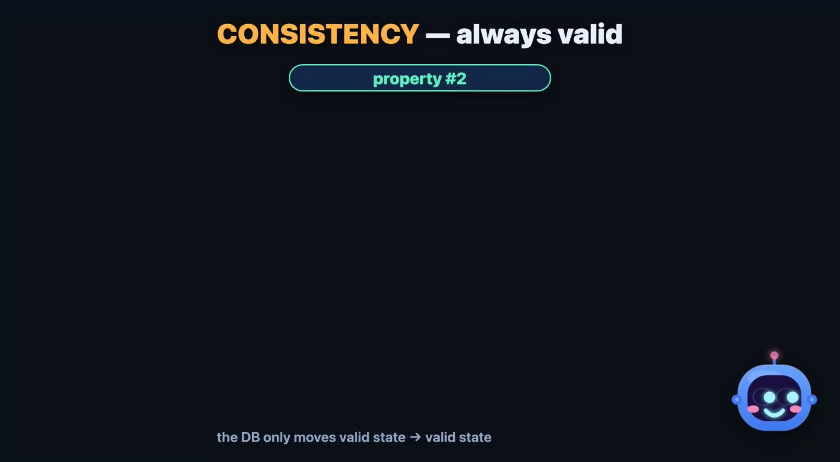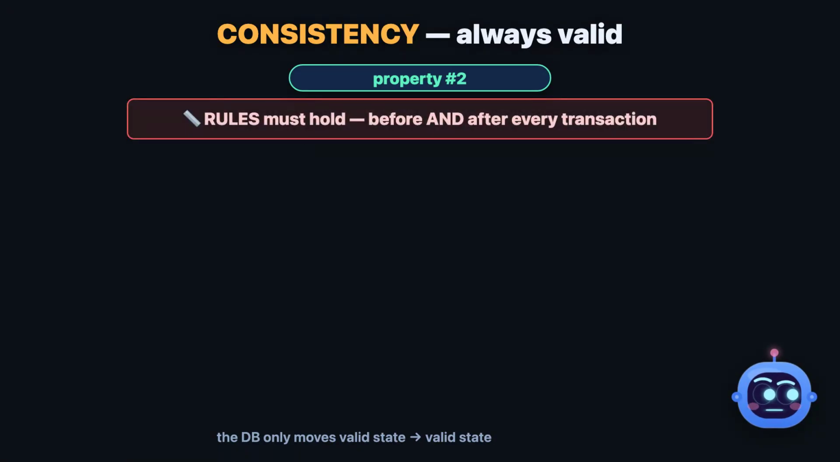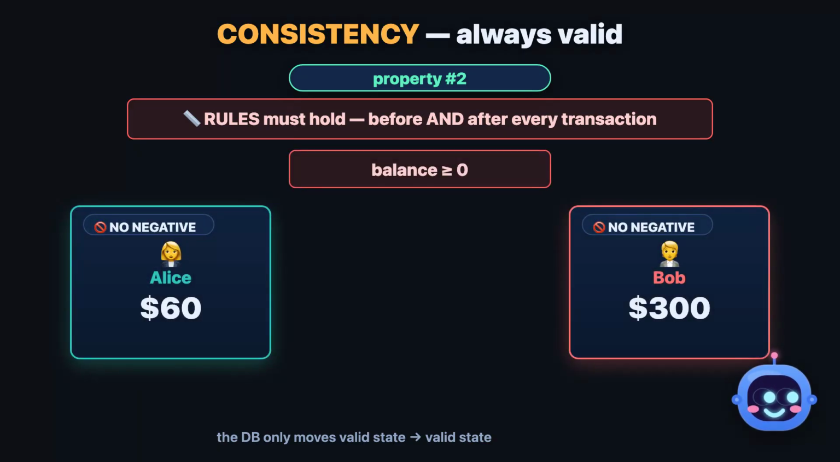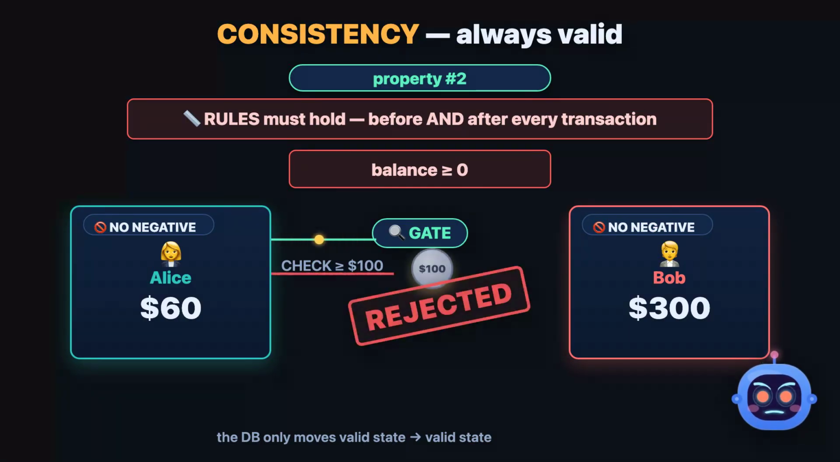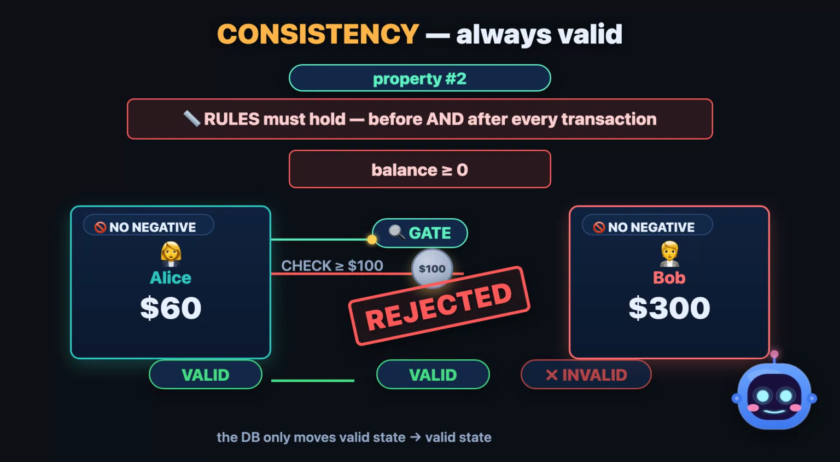The second property is consistency. Consistency means certain rules about your data must always hold true before and after every transaction. In a bank, an obvious rule is that an account balance can never go negative. So before the database moves Alice's $100, it checks that Alice actually has at least $100. If she doesn't, the transaction is rejected and never carried out. Consistency is what makes the data trustworthy. It guarantees the database only ever moves from one valid state to another valid state.